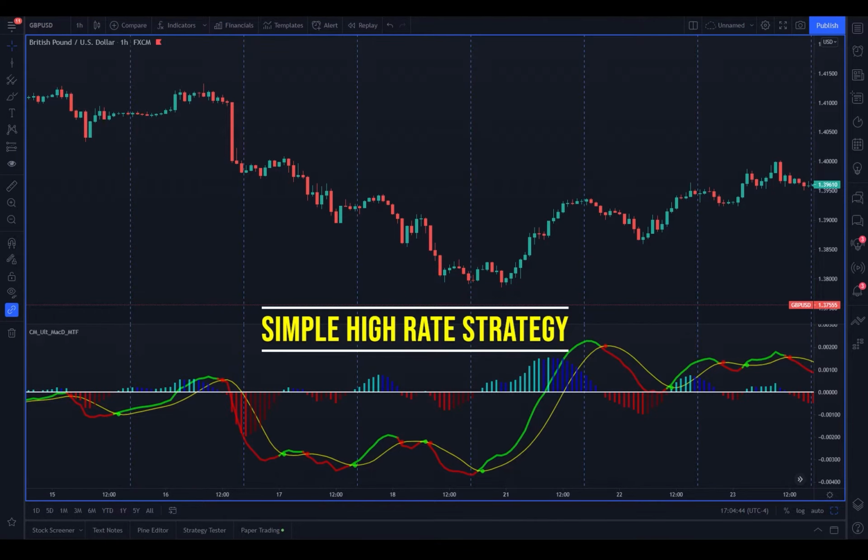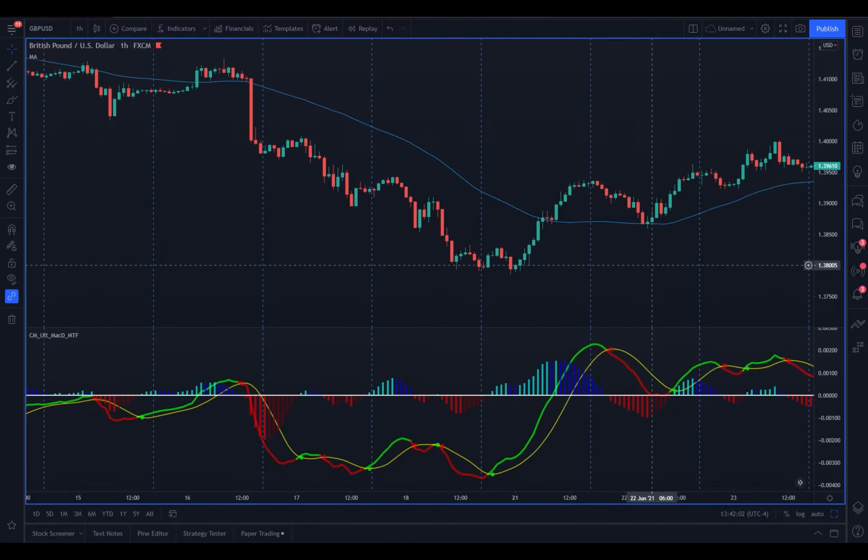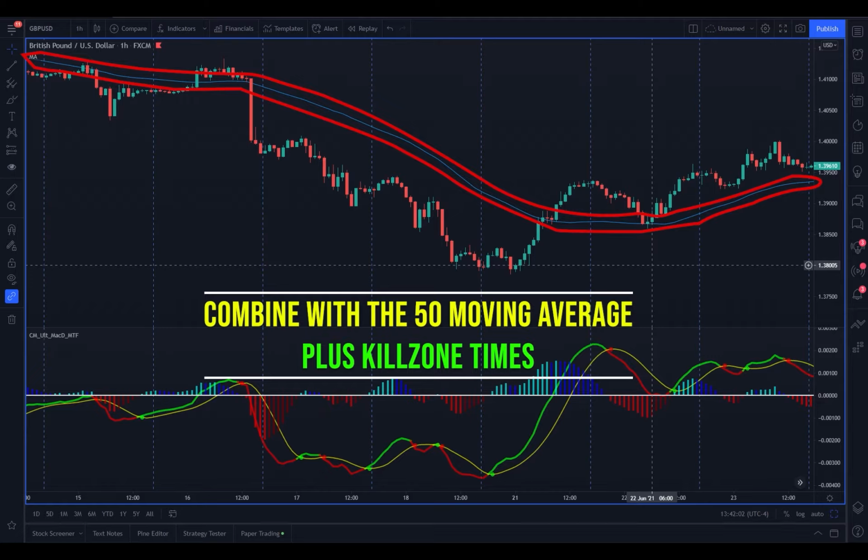So a simple high rate strategy I use is combining the 50 moving average plus Killzone time with the MACD indicator. So we can safely follow the trend using the MACD with the correct direction in the right kill zone. I'm sure you know how to add moving averages. So moving on, these are the kill zones that I use.